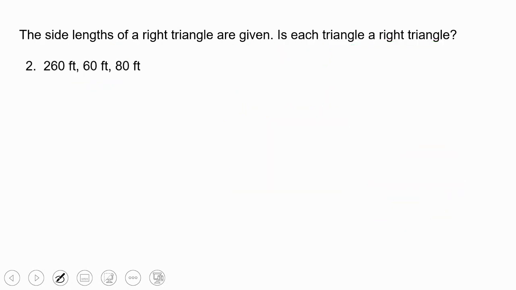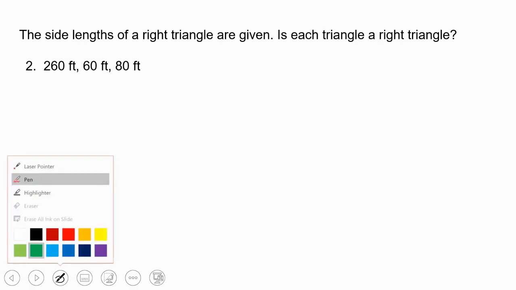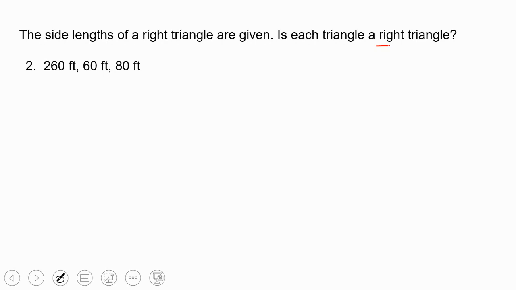Now let's look at this one. It says the side lengths of a right triangle are given. Is each triangle a right triangle? So again, they're asking us, is this a right triangle? So these three numbers that we have here, 260 feet, 60 feet, and 80 feet. I went ahead and inserted a triangle.